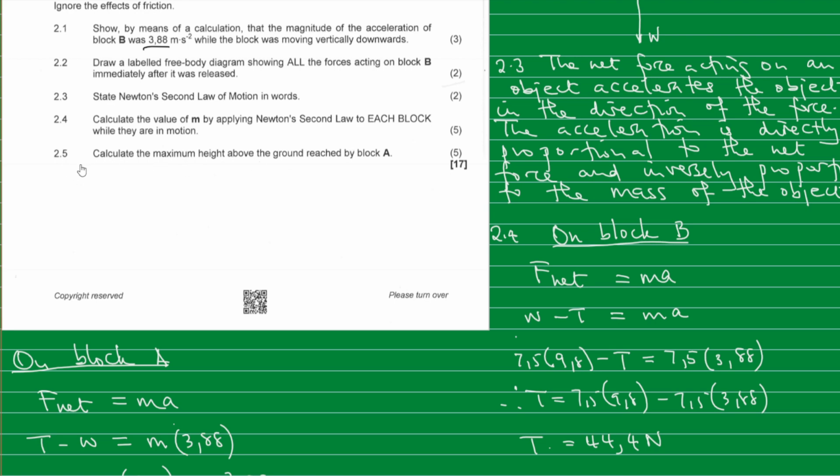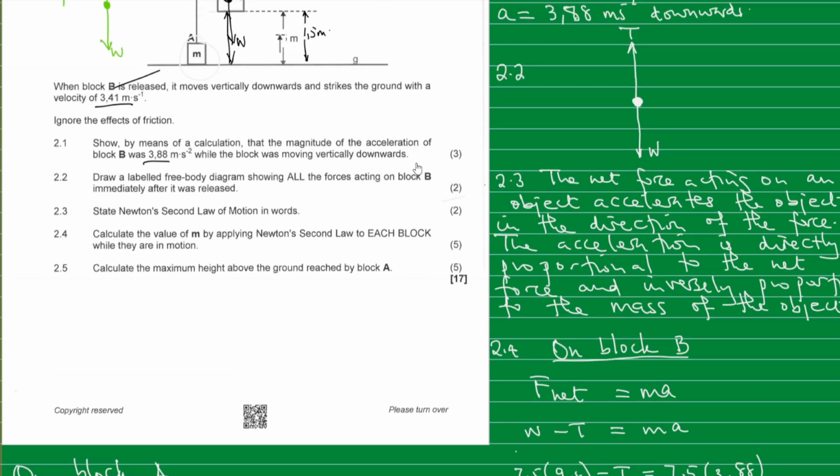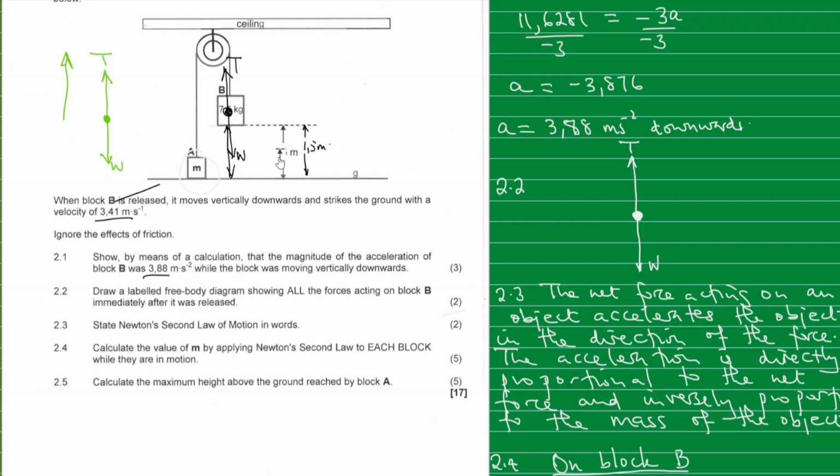Now then 2.5 is to calculate the maximum height above the ground reached by block A. The maximum height above the ground reached by block A. Now what happens here is that, just to clear off this part here.